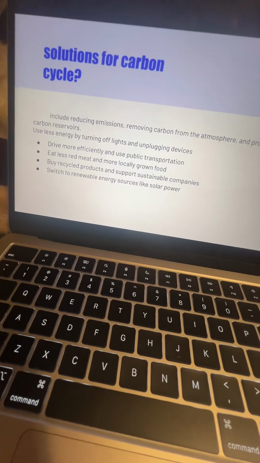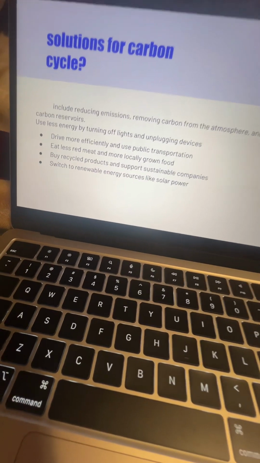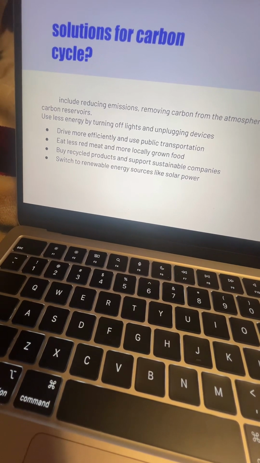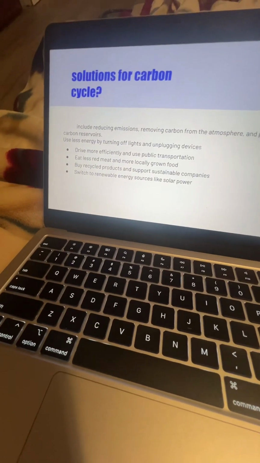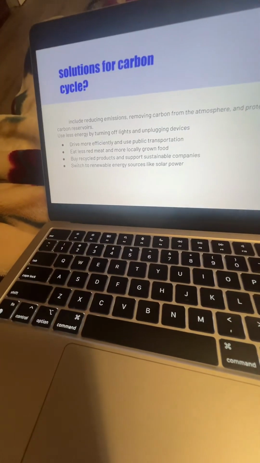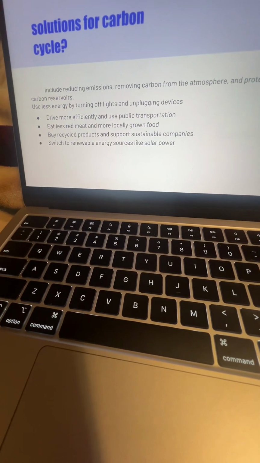Okay, so this is the end. If we follow these points, I feel like these solutions could help the carbon cycle. And yeah, thank you for watching.